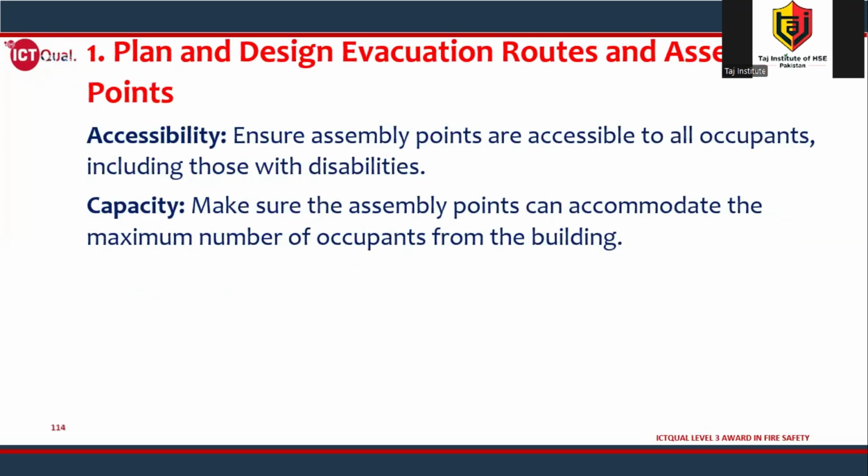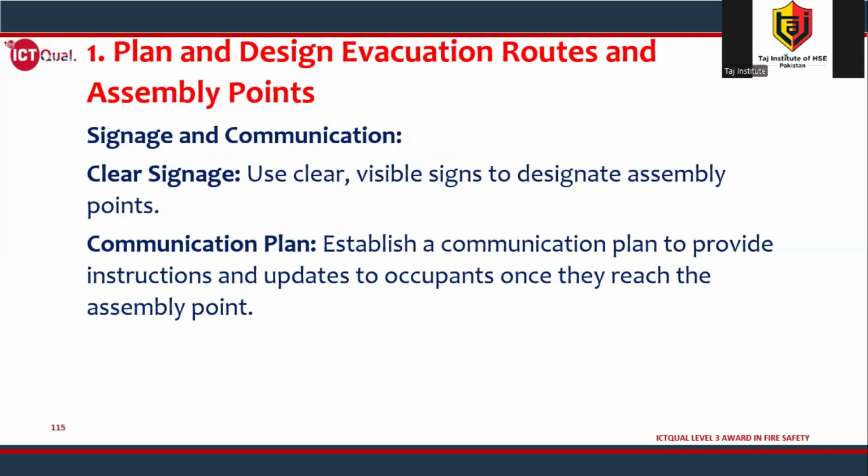Accessibility. Ensure assembly points are accessible to all occupants, including those with disabilities. Capacity. Make sure the assembly points can accommodate the maximum number of occupants from the building. So this is also the main point. The assembly point should be a wider area where the maximum number of occupants can be isolated.